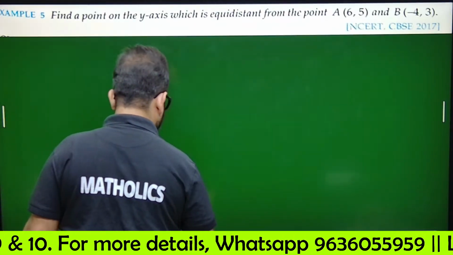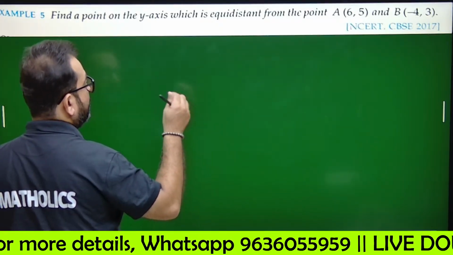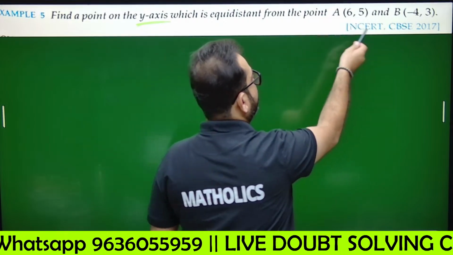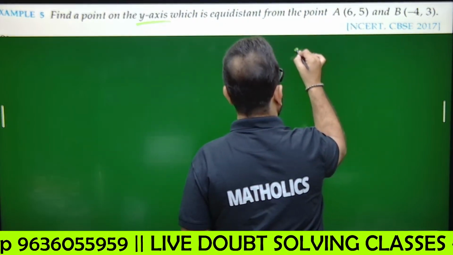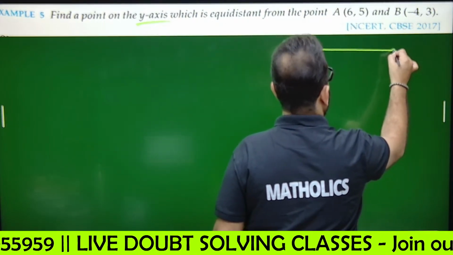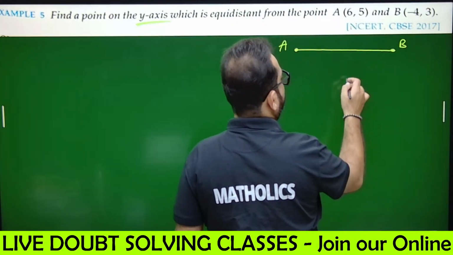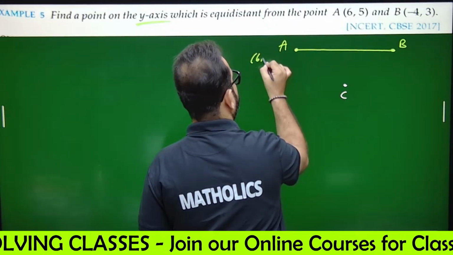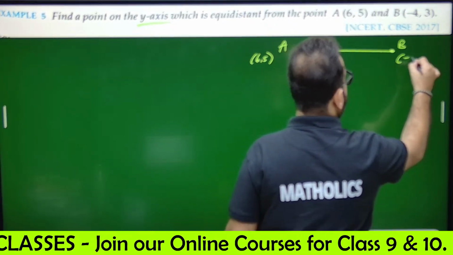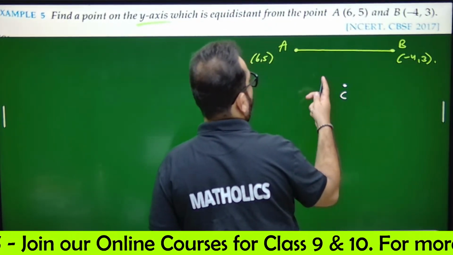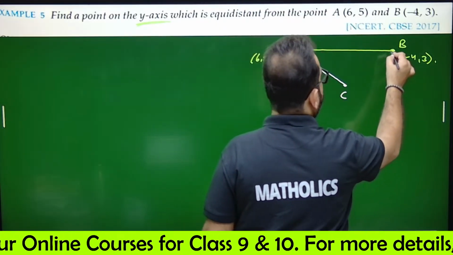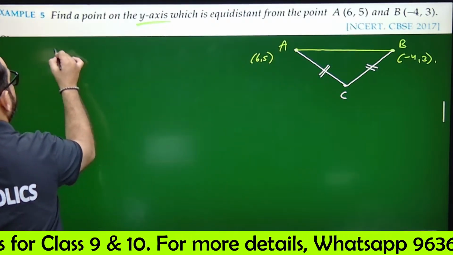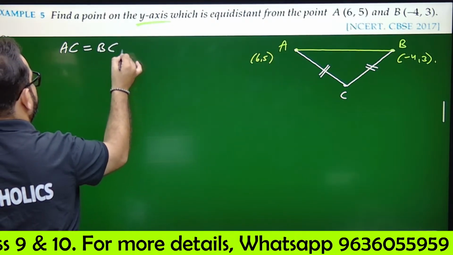Okay. How to solve? Now the point is on the y-axis, equidistant from the points A and B. So this is point A and this is point B. Another point C is there. Point A coordinates are (6, 5) and point B coordinates are (minus 4, 3). Joining these to point C, equidistant means AC equals BC.